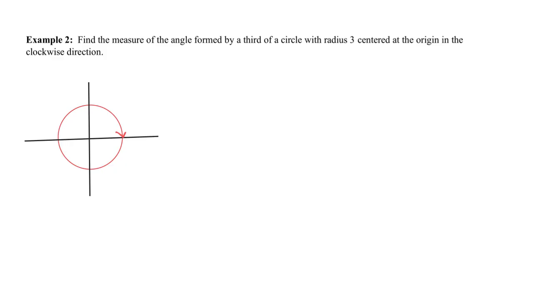Okay, and I know that my radius is 3. So let's do our circumference, 2 pi r. But because we are going in the clockwise direction, that's going to make this a negative 2 pi, because we're going in the negative direction, okay?